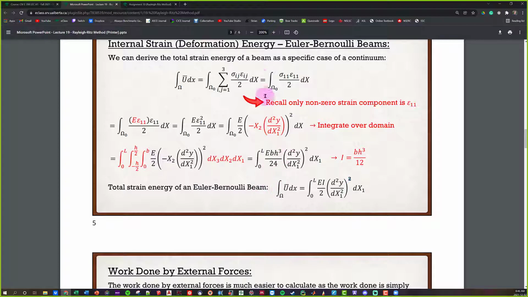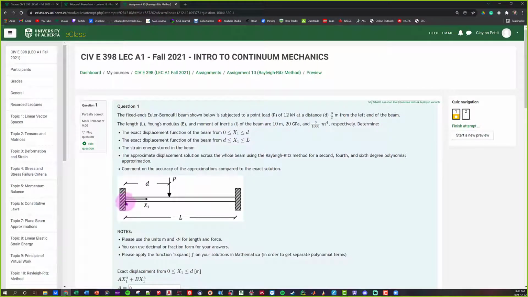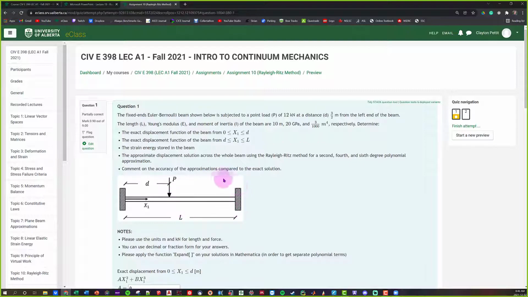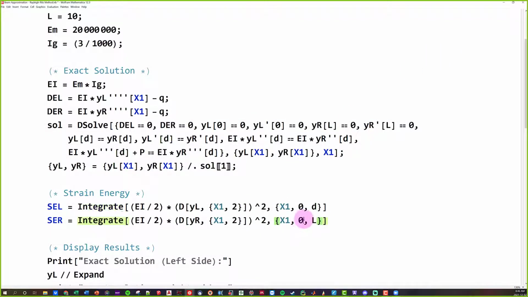If we look at our picture, it only goes from x1 is equal to 0 to x1 is equal to d. So what I need to do here is instead of going from 0 to L, I'm actually going from 0 to d. And on the other side, for my second displacement function, we know it starts at x1 is d and goes all the way until x1 is equal to L. So we're going to switch this one right here with D, and this one stays L. Are we good to go now? What do you think? Is everybody happy?